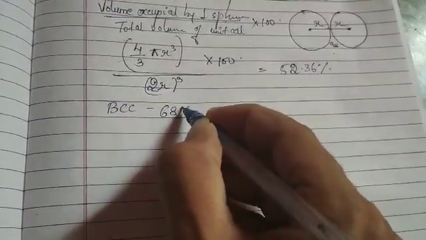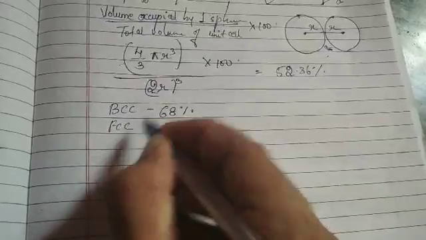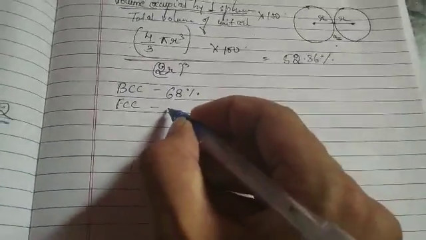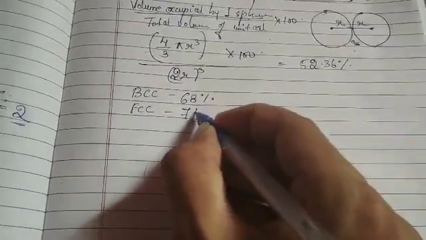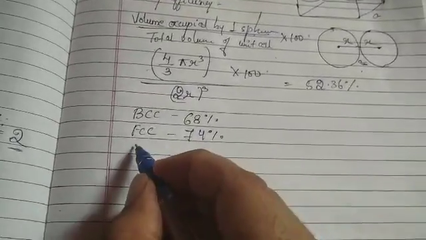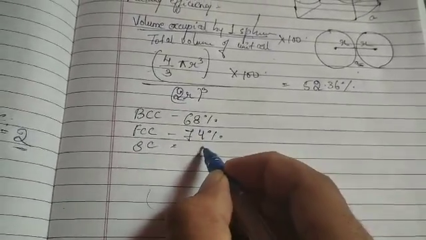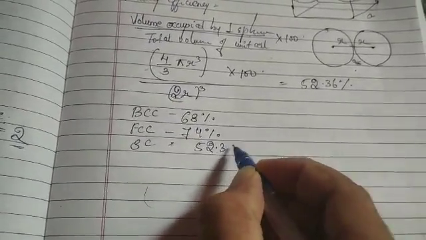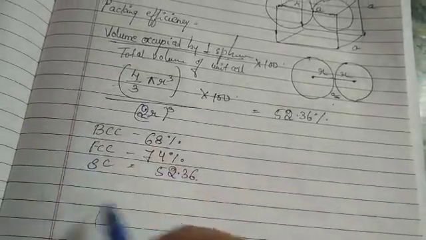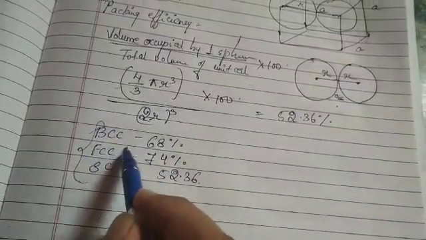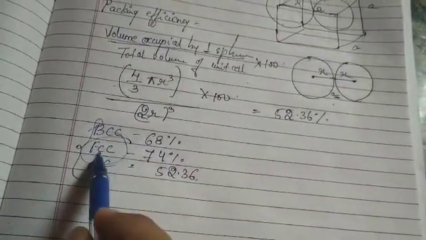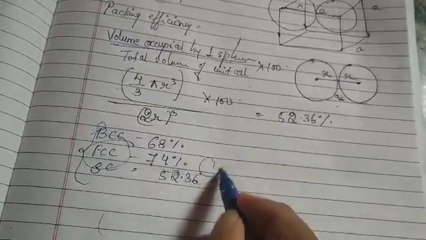Nearly 68%. In a face centered or HCP or CCP, we get nearly 74%. And in a simple cubic lattice, we get nearly 52.36%. So among these three, which is the highest packing efficiency? That is for your FCC. So this is your first part.